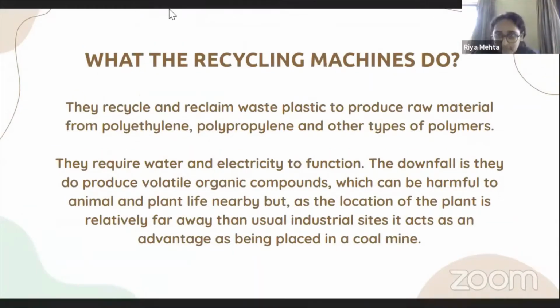So, what do the recycling machines do? They recycle and reclaim waste plastic to produce raw materials from polyethylene, polypropylene, and other types of polymers. They require water and electricity to function. The downfall is they do produce volatile organic compounds which can be harmful to animal and plant life nearby. But as the location of the plant is relatively far away from usual industrial sites, it acts as an advantage of being placed in a coal mine.